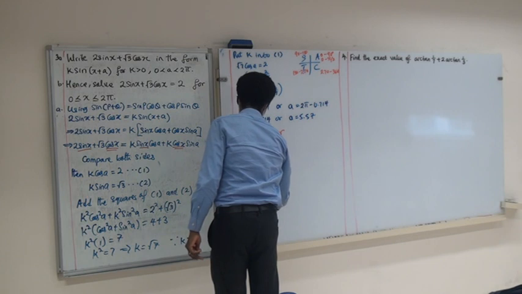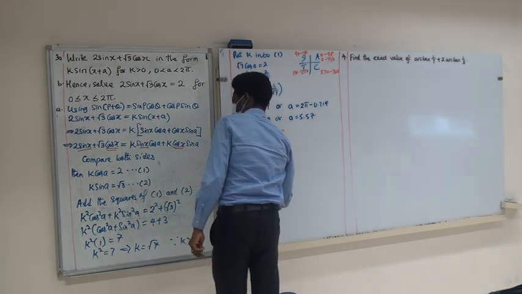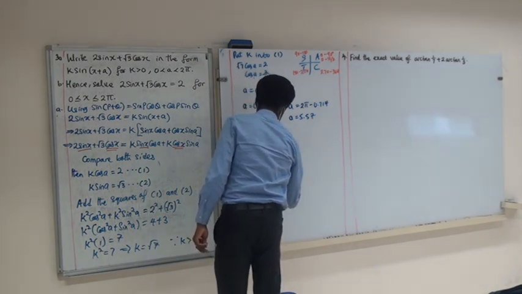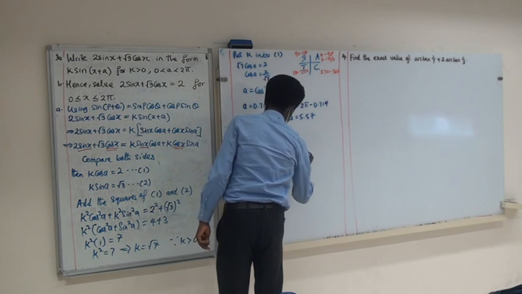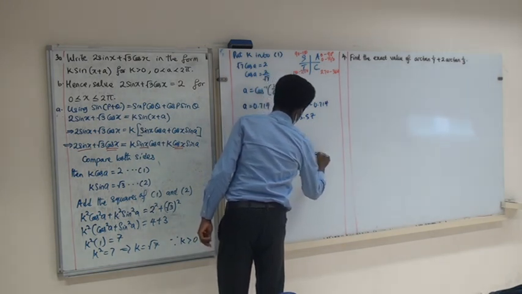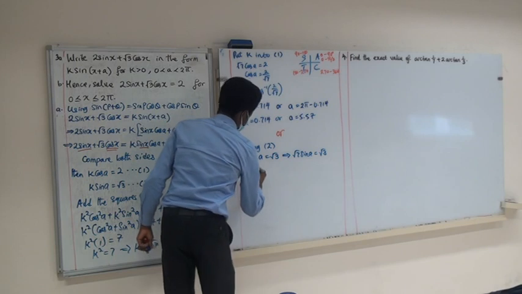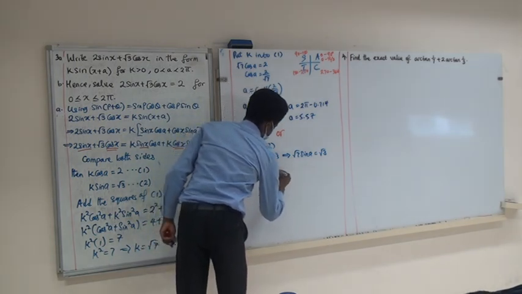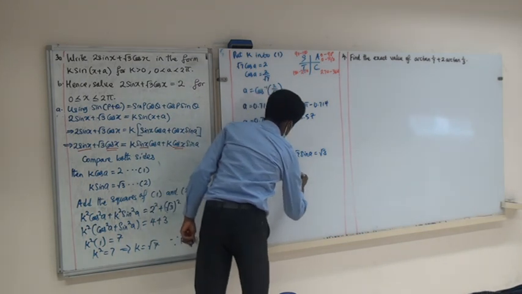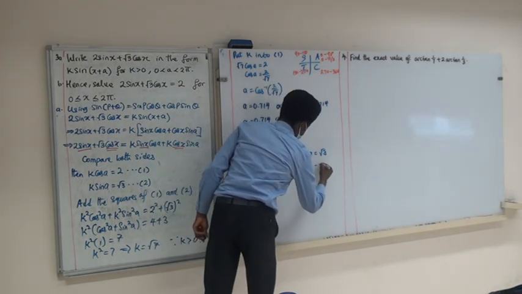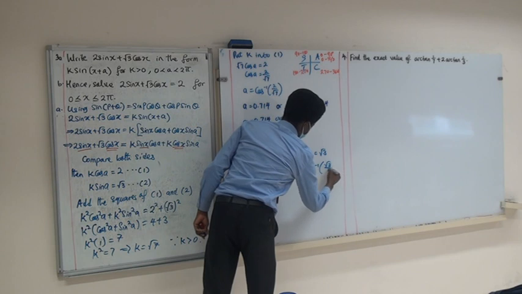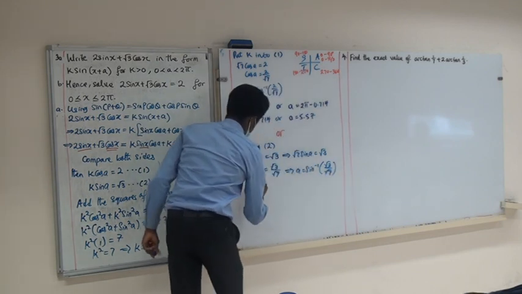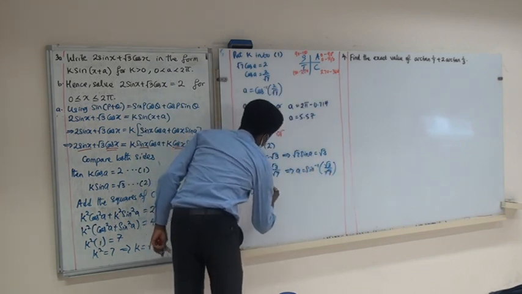So K sine A equals root 3 implies that root 7 sine A equals root 3, yes? Yes. So which means sine A is equal to root 3 by root 7. So our A will be half sine of that. What do you have? Same answer. Yeah, it's the same.